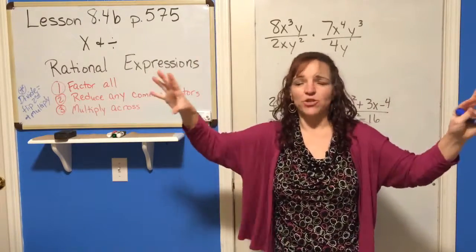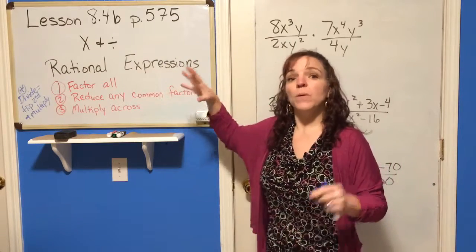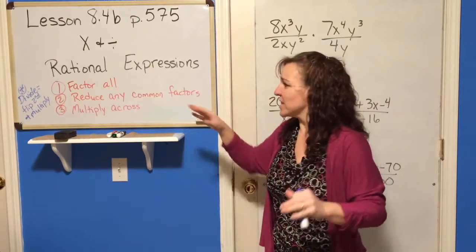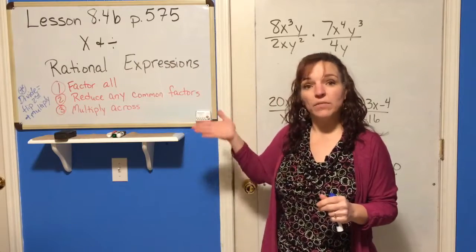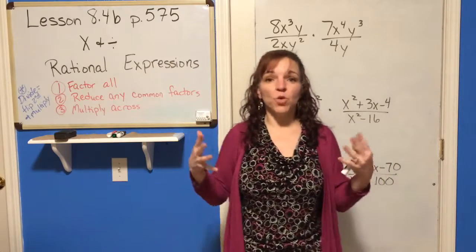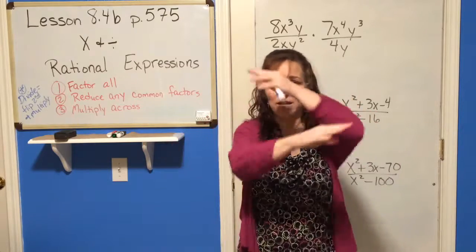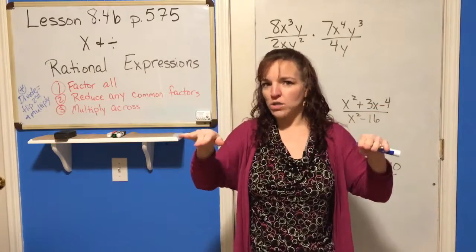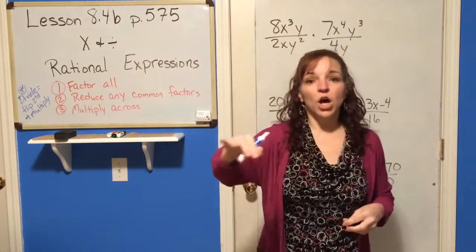Once everything is factored and you've got all of the factors, and now this is going to include trinomials and binomials, and once you've got all the little pieces, then step two, reduce anything that's in common. Now remember that for it to be in common, you've got to have one on the top and one on the bottom, one numerator, one denominator. It can be in any of the fractions involved, but you can't reduce across. All right, and then your third step is to multiply across.